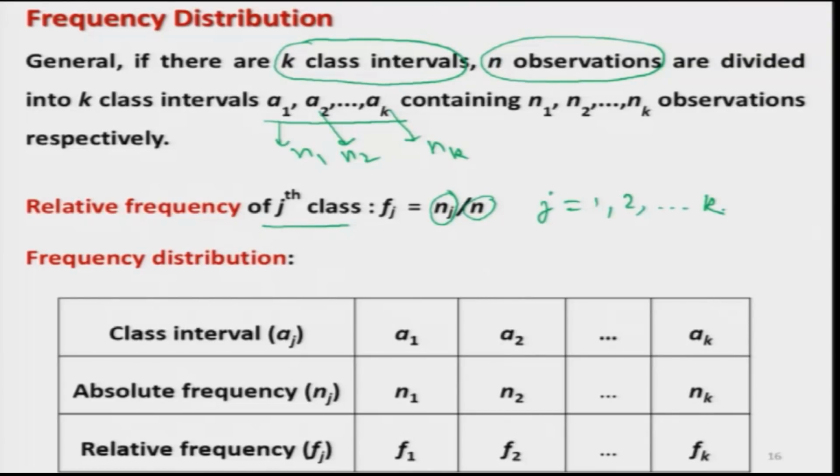Now, all this information can be combined together in this format: class interval, where I write A1, A2, Ak, then the absolute frequency n1, n2, nk, the relative frequency f1, f2, fk, and if required, I can also add the information on the cumulative frequency. So, this table that we have drawn here is called a frequency table or the frequency distribution. Why do we call it a distribution? Because we are trying to see how the values of a variable are distributed.